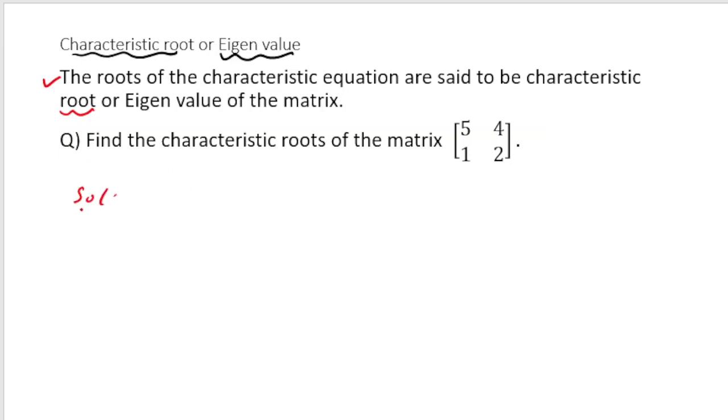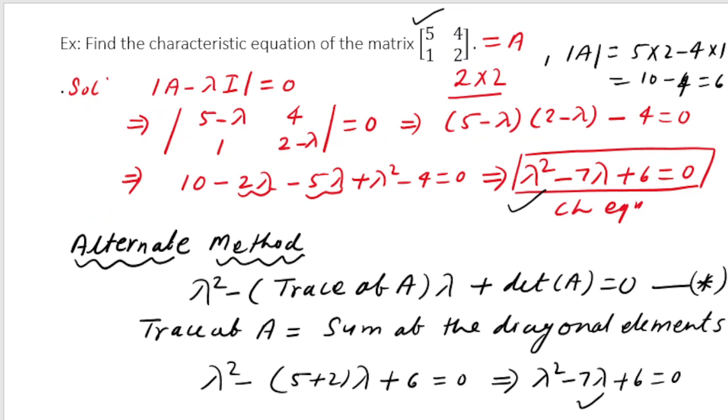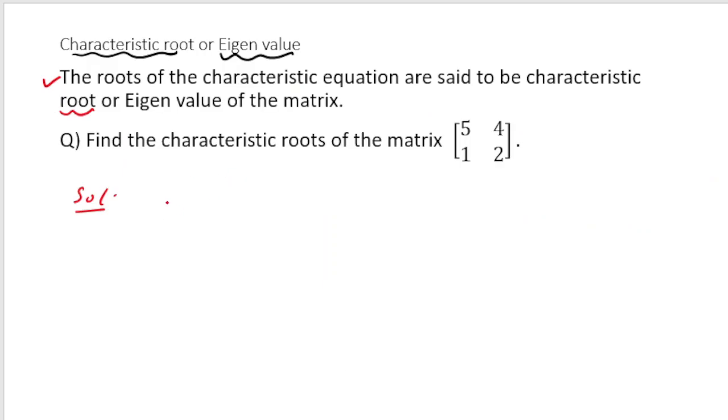To solve it, first of all I will write its characteristic equation. Since I already have the characteristic equation here, lambda square minus 7 lambda plus 6, I am not going to put in extra effort, so I write lambda square minus 7 lambda plus 6 is equal to 0. Now to get the lambda values, I need to factorize it, so I write lambda square minus 6 lambda minus lambda plus 6 is equal to 0.